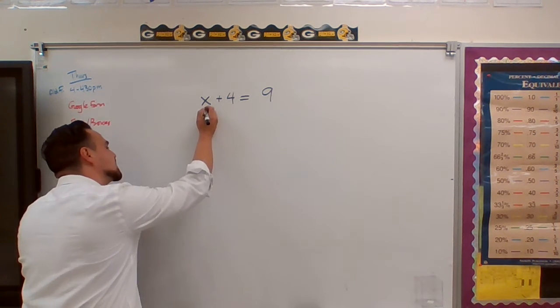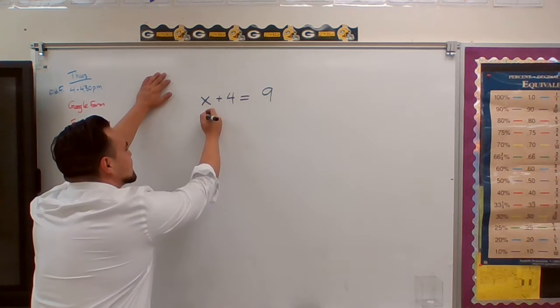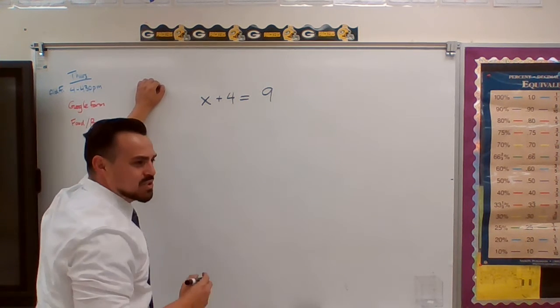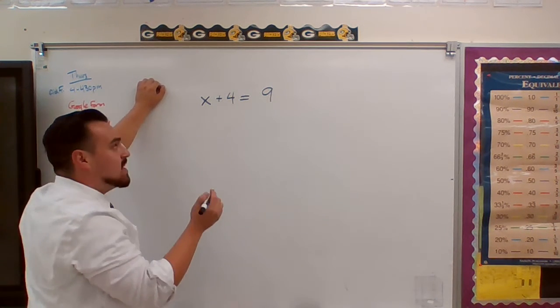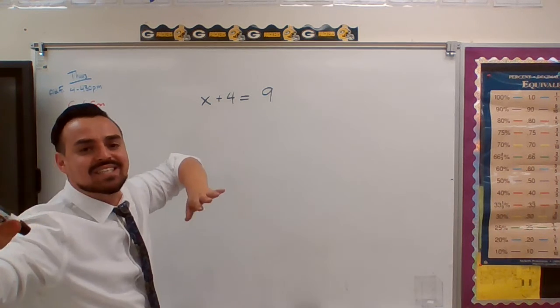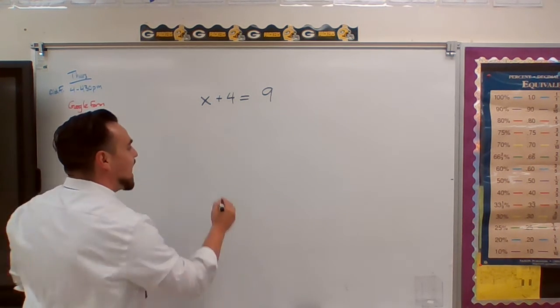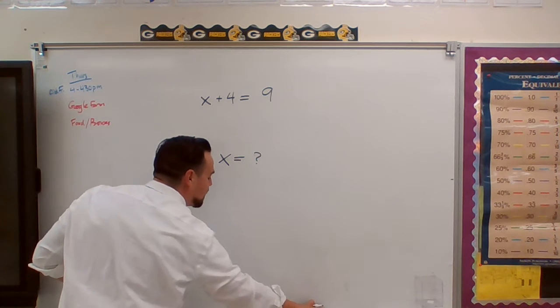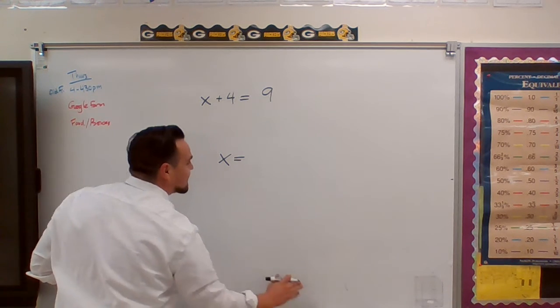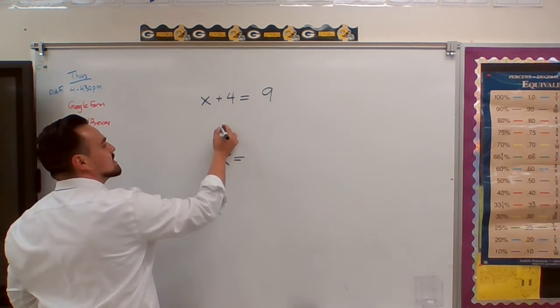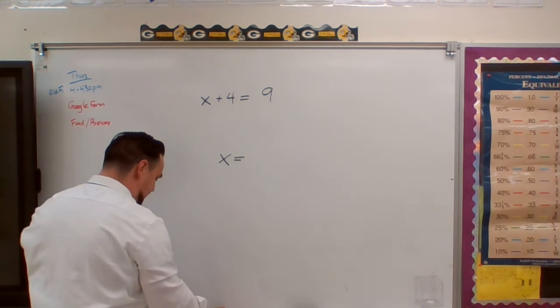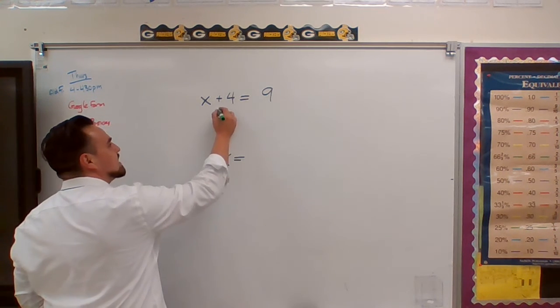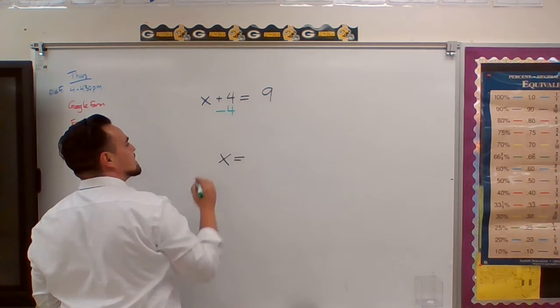So what is being done to this x? This x is having 4 added to it. And I need to solve for what that value of x is. Yeah, I know, x is 5. Forget about that for a second. I want to know what x is equal to. What is it equal to? If I want to find out, I have to get x by itself. Currently, it's having 4 added to it. I can't have that. I want it by itself. Minus 4 to that side.